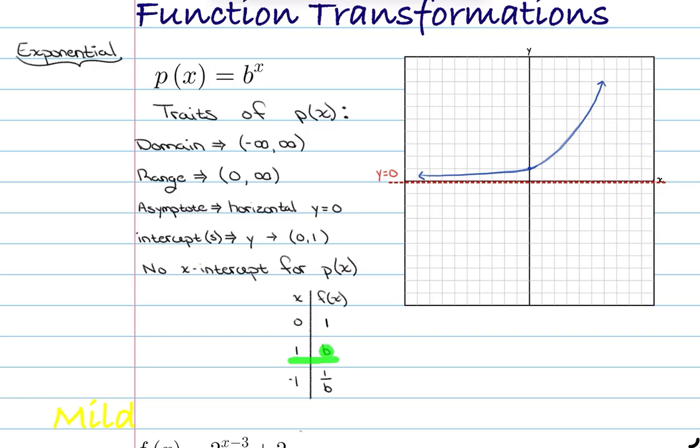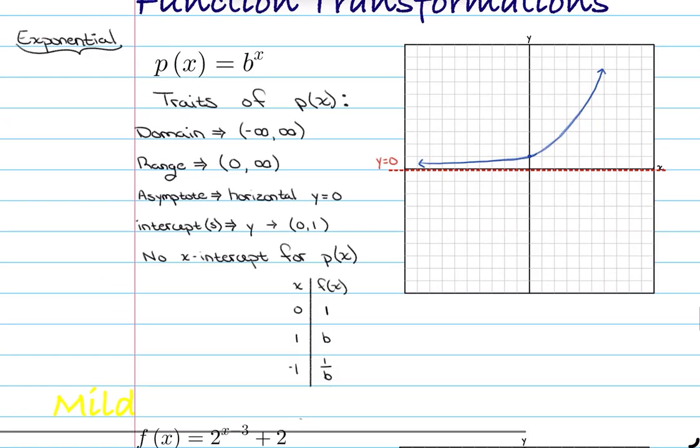Okay. And then if you plug in a -1, it turns into a reciprocal. So that would be 1 over whatever that base is. Okay. Those just kind of give you some ideas of the traits. We're going to use these to help us determine our shifts and whatnot for our transformations.